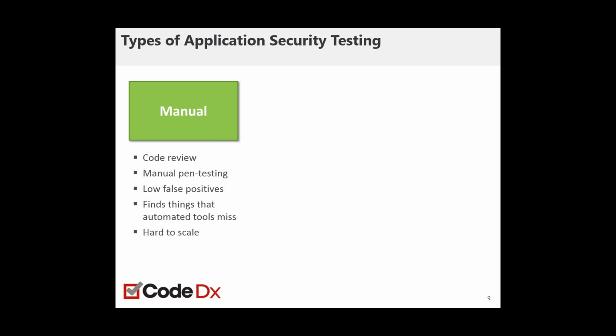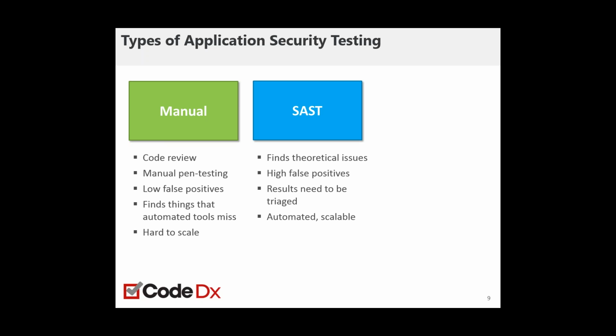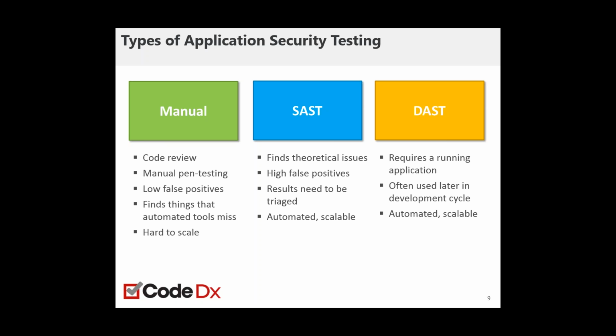SAST, or static application security testing, is white box testing that analyzes the source code for potential vulnerabilities. The problem with SAST is you typically get a lot of issues that need to be triaged, and oftentimes many are false positives or issues that are not exploitable in the running application. It's really scalable, however, and can be easily automated, for example, setting up as part of your continuous integration builds. DAST, or dynamic application security testing, is black box testing that looks for vulnerabilities from the outside, just like an attacker would. It often is used later on in the development cycle, since a running application is required.